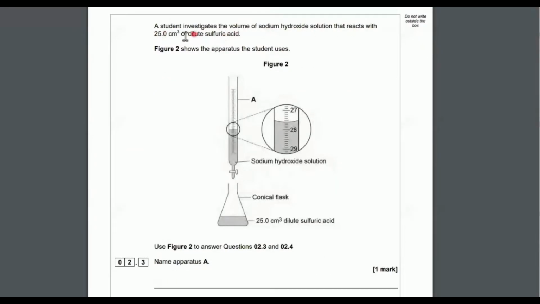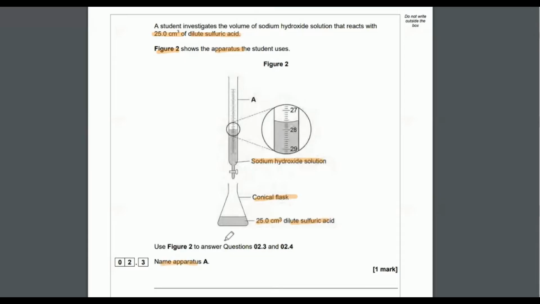A student investigates the volume of sodium hydroxide solution that reacts with 25 centimeter cubed of dilute sulfuric acid. Figure 2 shows the apparatus the student uses. Name the apparatus. Do you know what these long glass things with a little tap at the bottom are called? You use them for titrations, and they begin with a B.